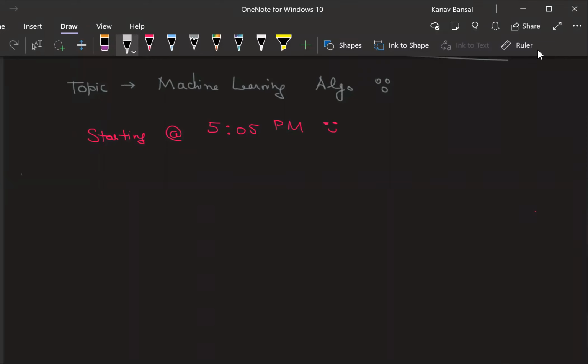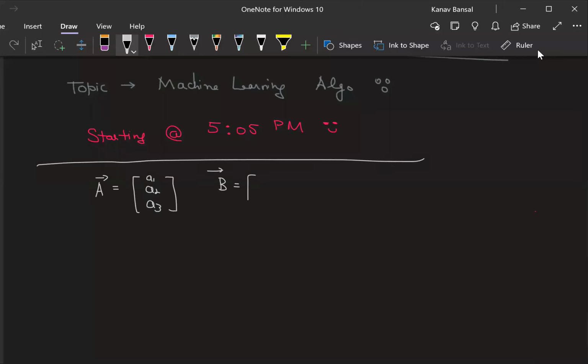So if I ask you one thing today, let's say I have two vectors, vector a and vector b. The a vector is a1, a2, a3. The b vector is b1, b2, b3. If we have these two vectors, what will be the dot product of these two vectors? How do you calculate the dot product between these two vectors?